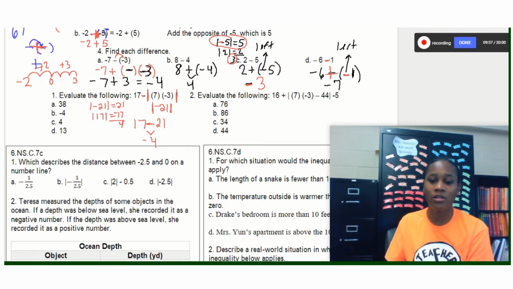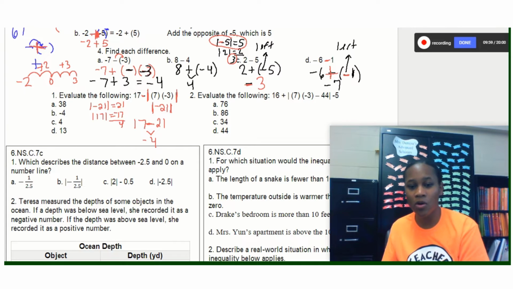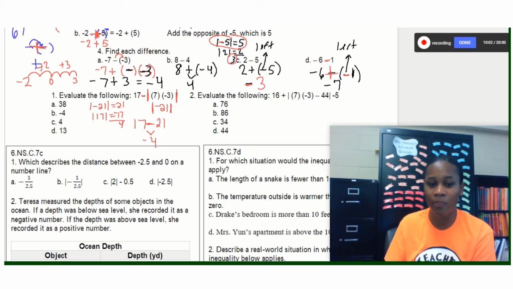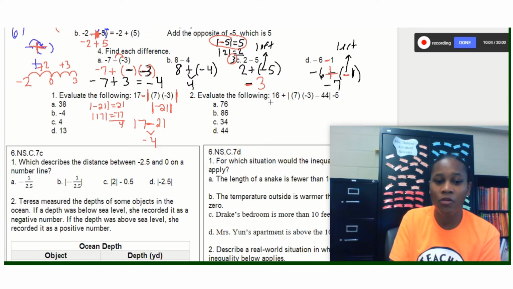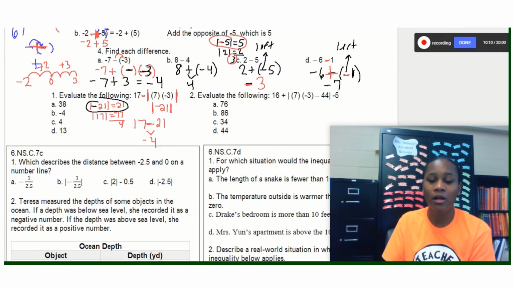So we have to decide, is our final answer going to be +4 or is our final answer going to be -4? So we would say -4 because -21 is greater in absolute value, so it's going to take over when it comes to the final answer. So our final answer is going to be -4 instead of +4 here.